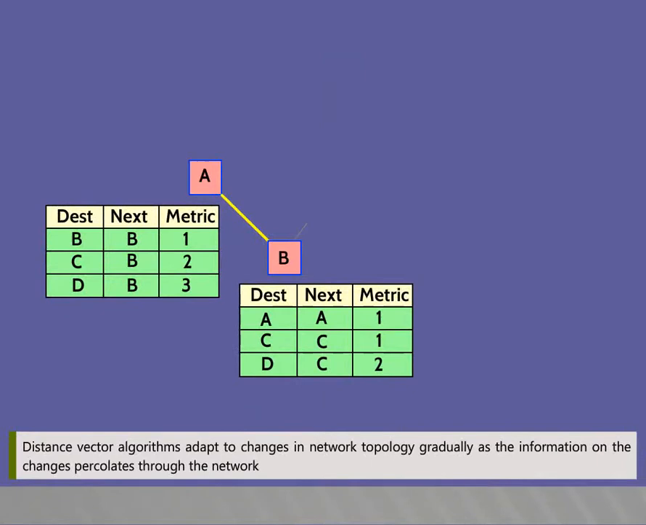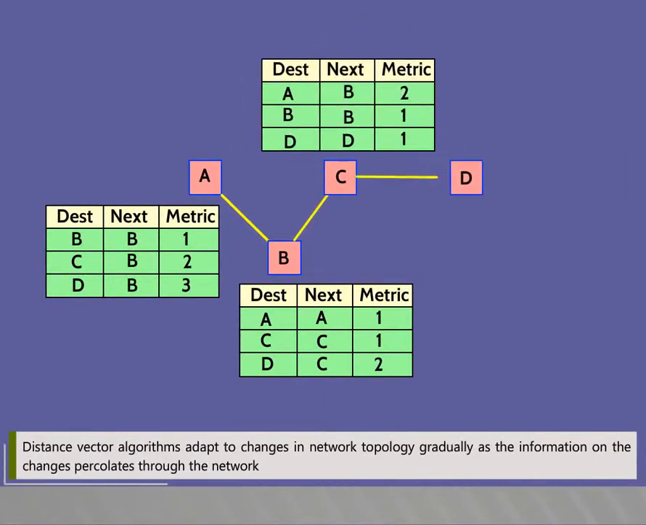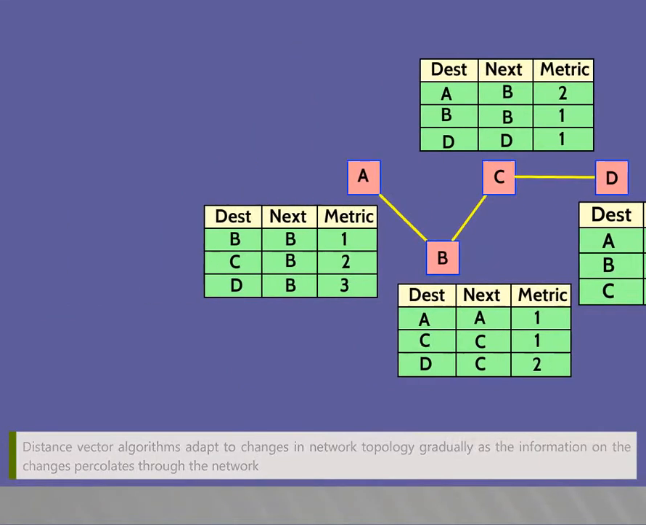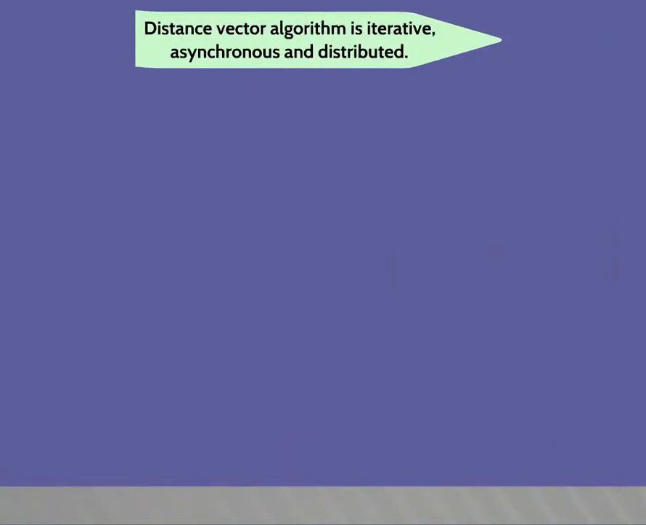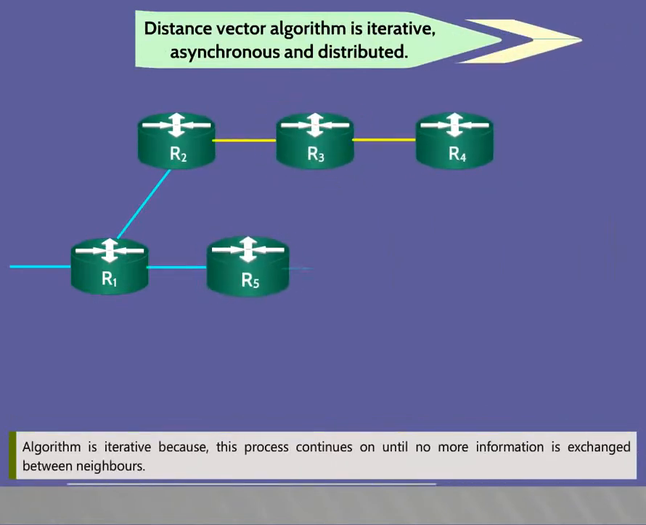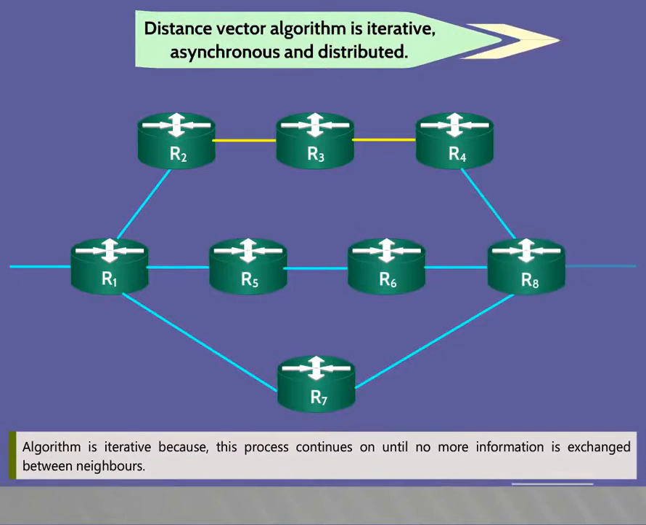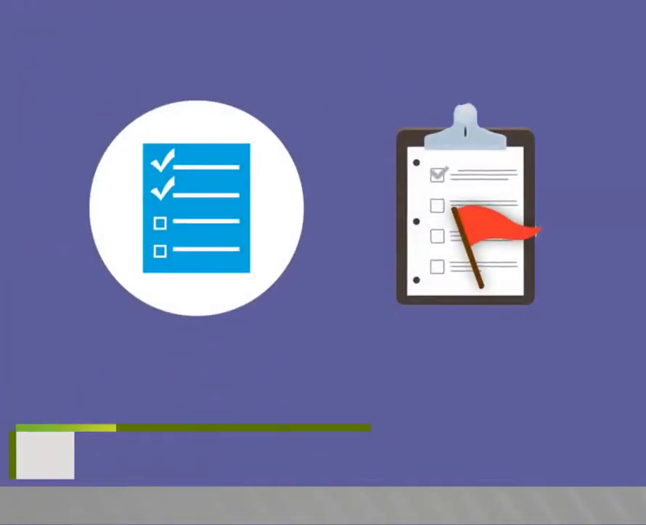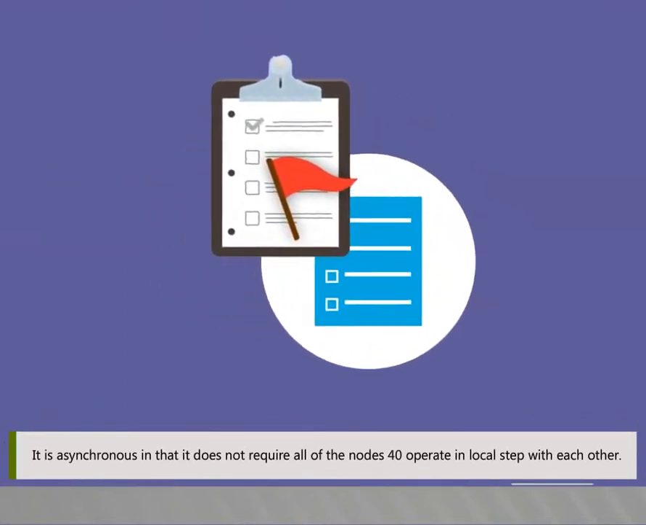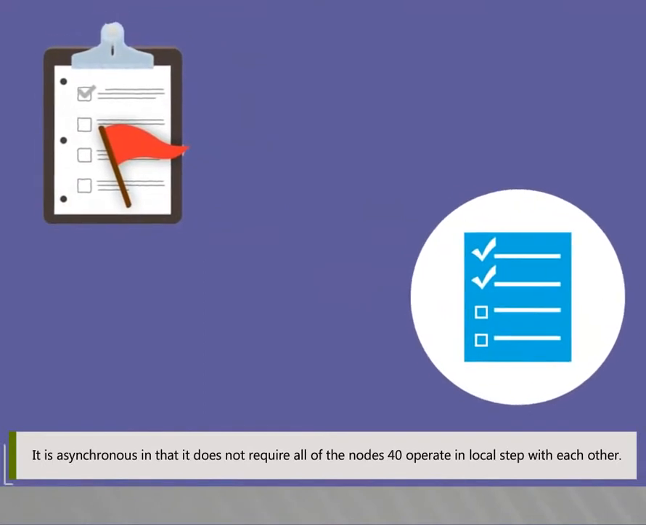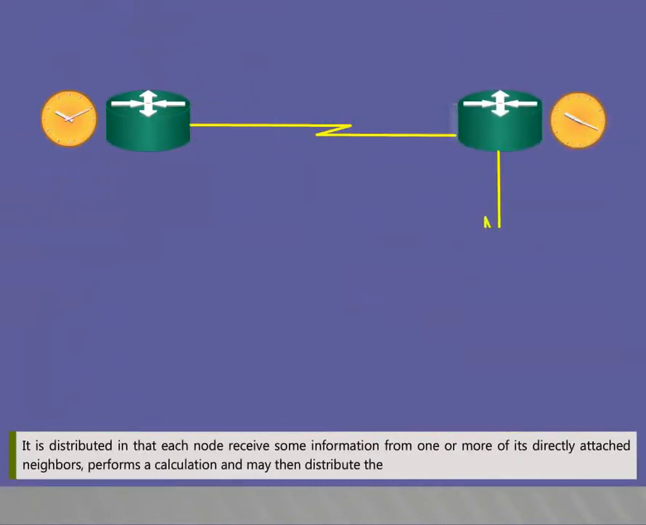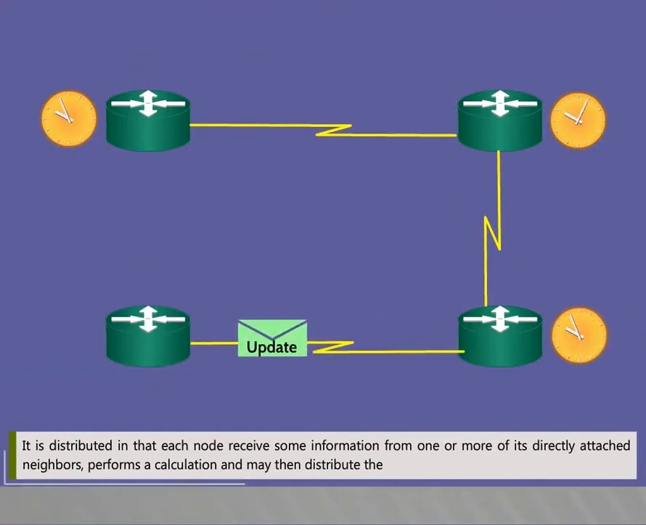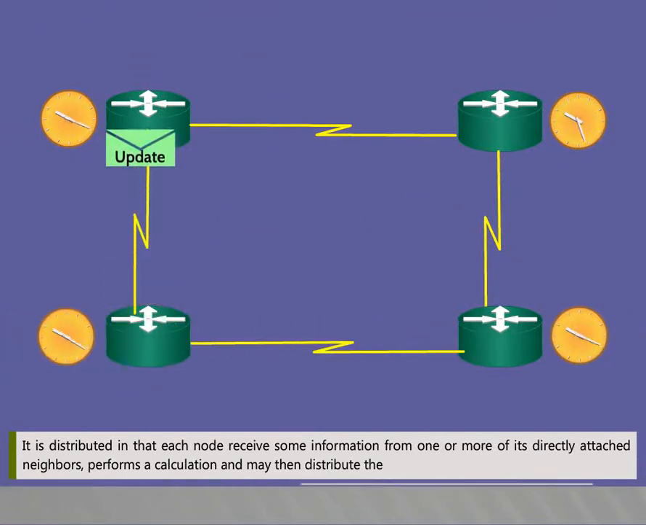Distance vector algorithms adapt to changes in network topology gradually as the information on the changes percolates through the network. Distance vector algorithm is iterative, asynchronous, and distributed. Algorithm is iterative because this process continues on until no more information is exchanged between neighbors. It is asynchronous in that it does not require all of the nodes to operate in lock step with each other. It is distributed in that each node receives some information from one or more of its directly attached neighbors, performs a calculation, and may then distribute the result of its calculation back to its neighbors.